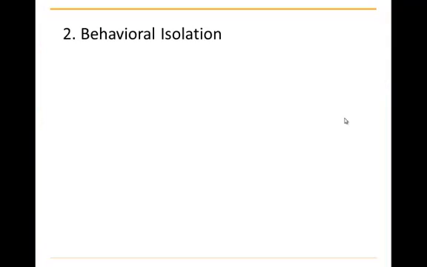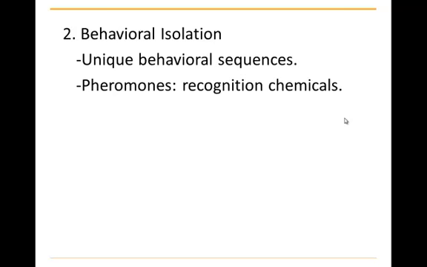Let's look at a second prezygotic isolating mechanism, and that would be behavioral prezygotic isolating mechanisms, in which the factor which is changed would be the behavior of the two isolated populations, leading to reproductive isolating mechanisms that would prevent them from interbreeding if they came together again. And so this could take the form of unique behavioral sequences.